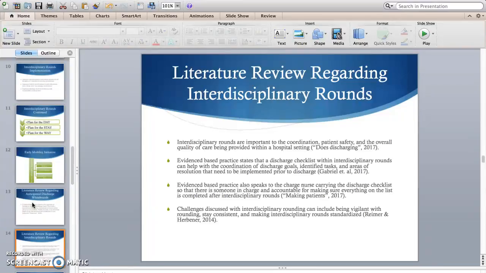Evidence-based practice also speaks to the charge nurse carrying the discharge checklist so that someone can be in charge and accountable for making sure that everything on the list is completed. And then it talks about challenges discussed, including being vigilant with rounding, staying consistent, and then making interdisciplinary rounds standardized across the organization.